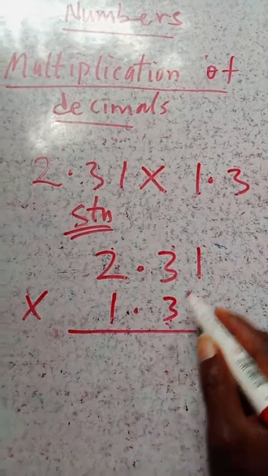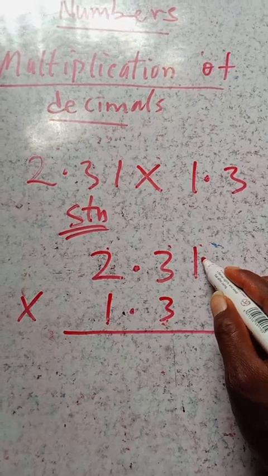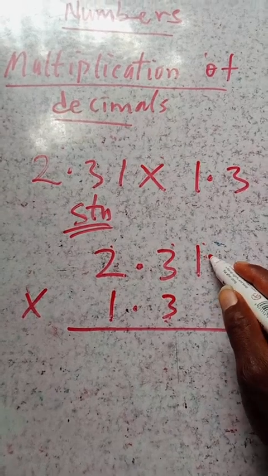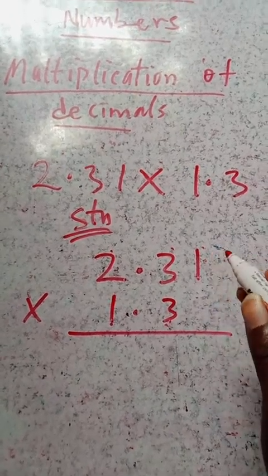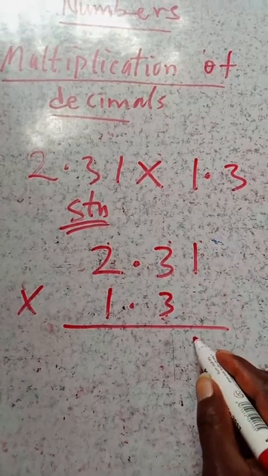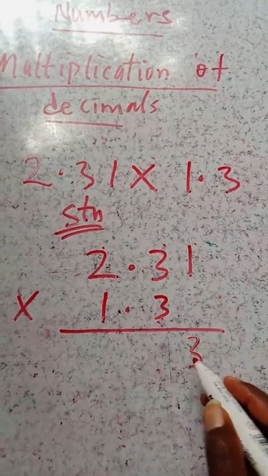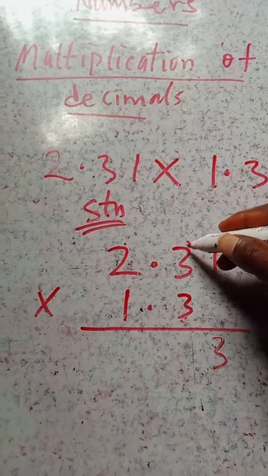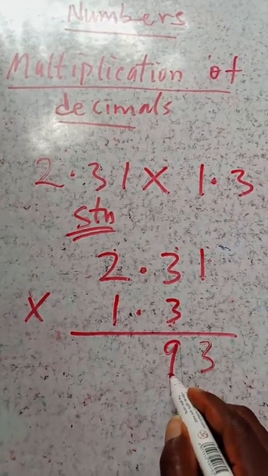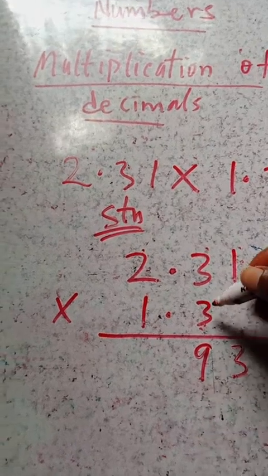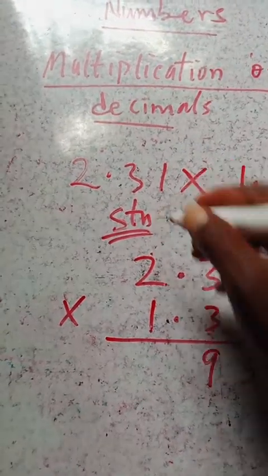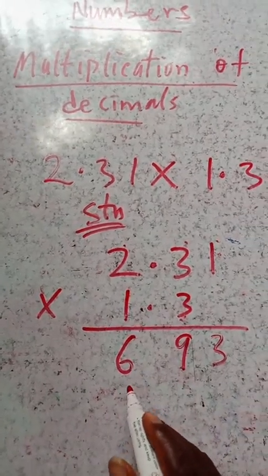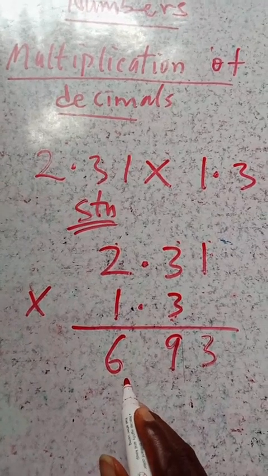3 multiplied by 1. 3 multiplied by 1 is what? 3. Is it not true? So you write down 3, under this one. Are you seeing it? Then 3 multiplied by 3 is what? 9. So you write down 9 in this order. Alright, then again 3 times 2 is what? 6. You write it under. Alright, don't bother about the decimal point first.